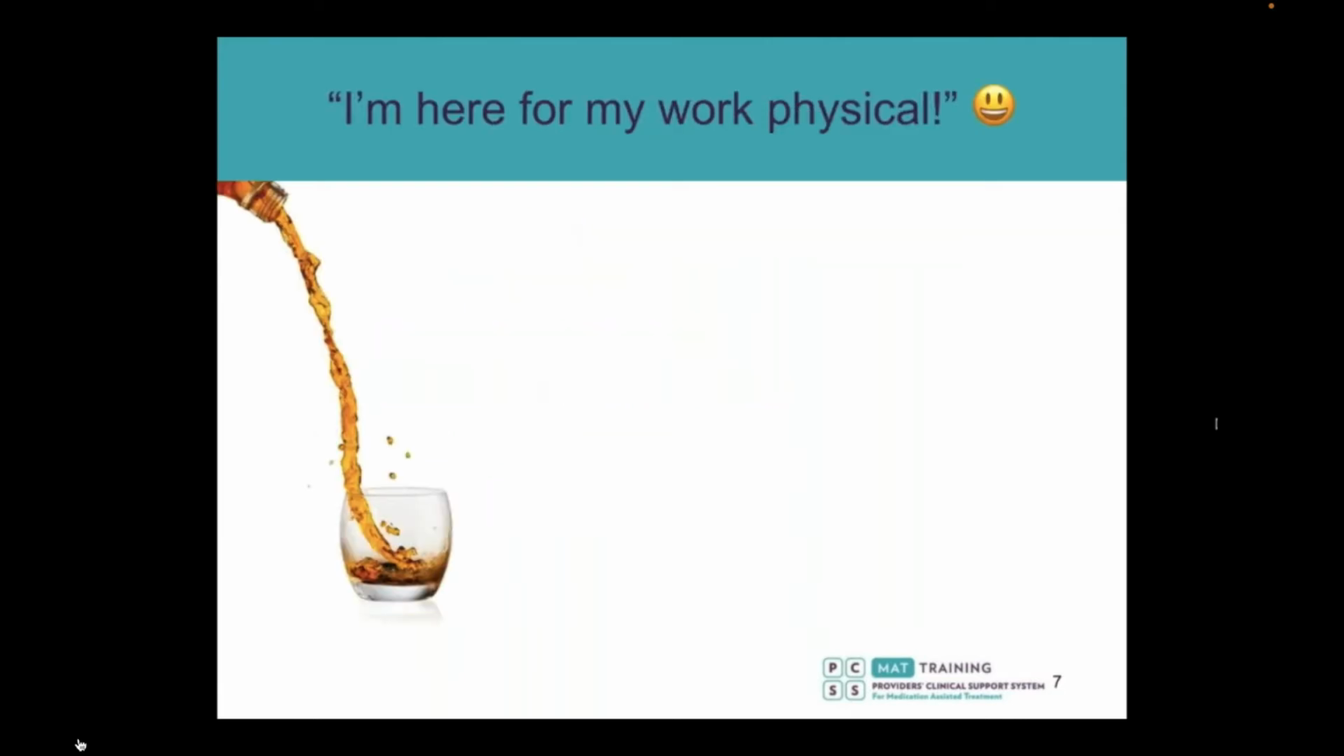I just thought I would start with a couple of cases. These are two very different cases, and hopefully by the end of the presentation, you'll feel comfortable doing the screening, assessment, brief intervention, or referral.